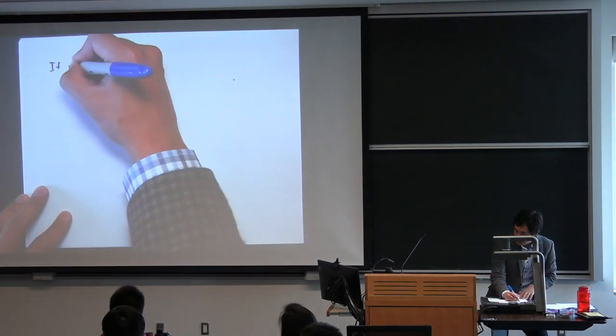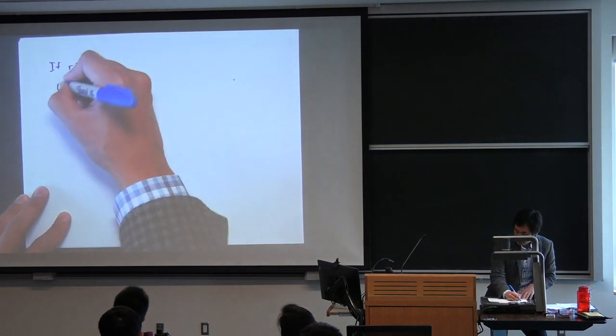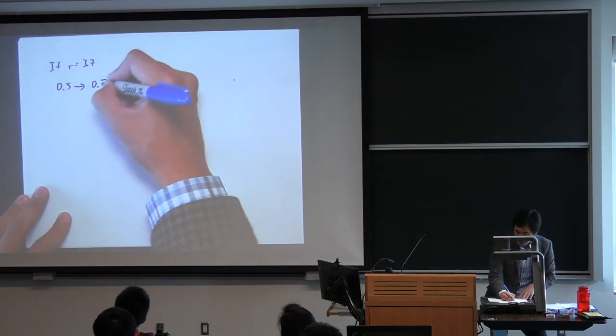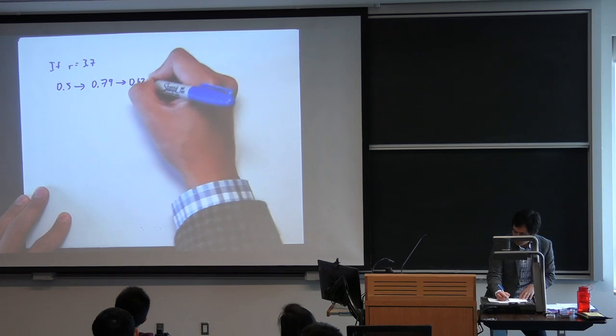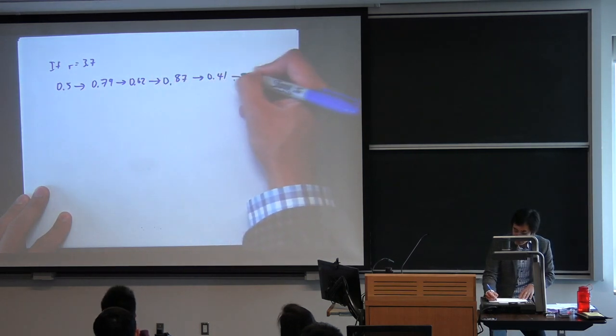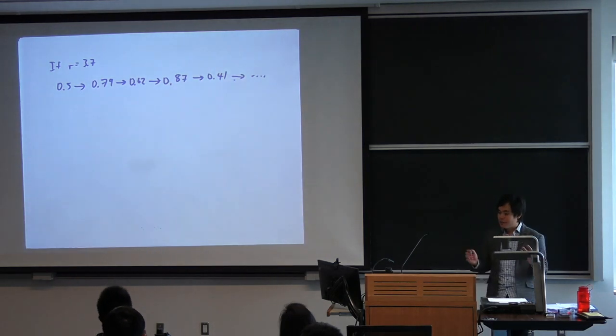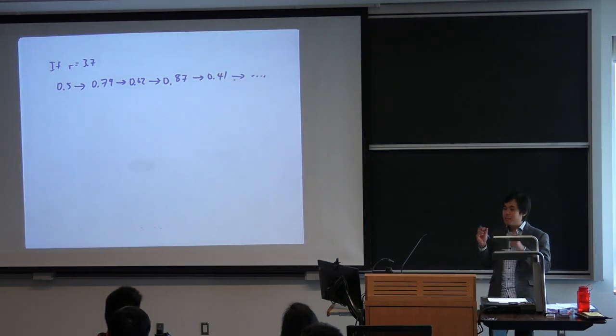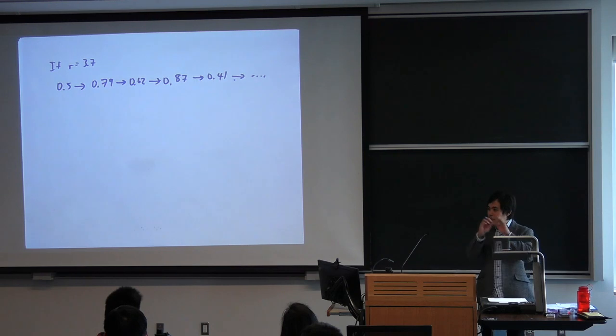For larger r's, though, I need another sheet of paper. So if r is equal to 3.7, though, 0.5 goes to 0.79, which goes to 0.62, which goes to 0.87, which goes to 0.41, and so on. And so it constantly bounces around, and it turns out this is highly dependent on the exact decimal place, on all the farther decimal places. And so even if you can, in theory, predict what the next thing is going to be, if you accidentally cut off a decimal place, you might end up with a completely different answer.